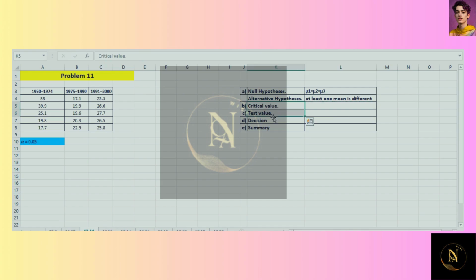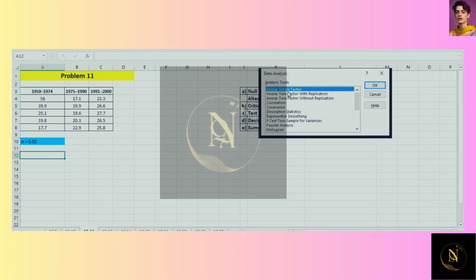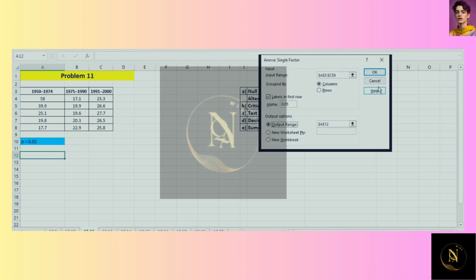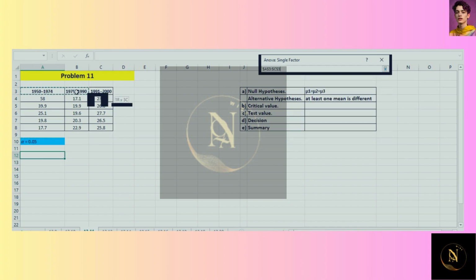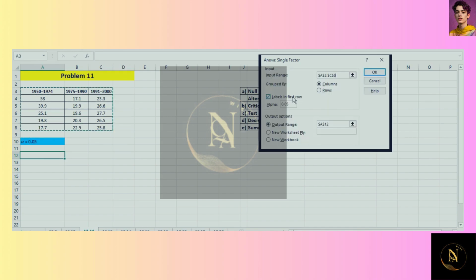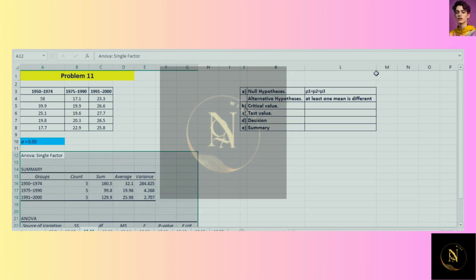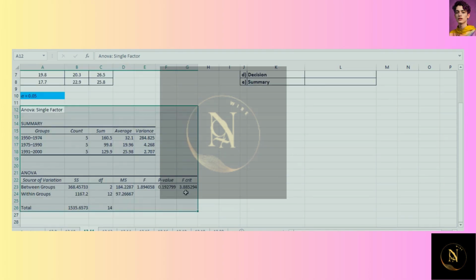Now, the critical value and the test value, we can obtain from using the analysis of variance tool in Excel. So the first thing you need to do is to press on the Data tab and then press on the Data Analysis option and then pick ANOVA single factor, then press OK. So our data comes from these 3 columns, and the labels are in the first row, and our alpha is 0.05, and our results will be placed in this cell. Then we press OK. So now that we have conducted the analysis of variance test, these are the results.